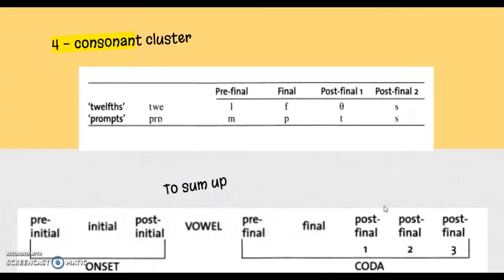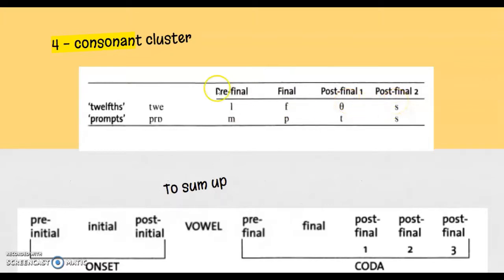Okay, let's go on. And now we get to the four consonant clusters. This is something that is not regular, but it can happen too. Most four consonant clusters can be analyzed as consisting of a final consonant, but it has a pre-final, a final consonant, a first post-final, and a second post-final.